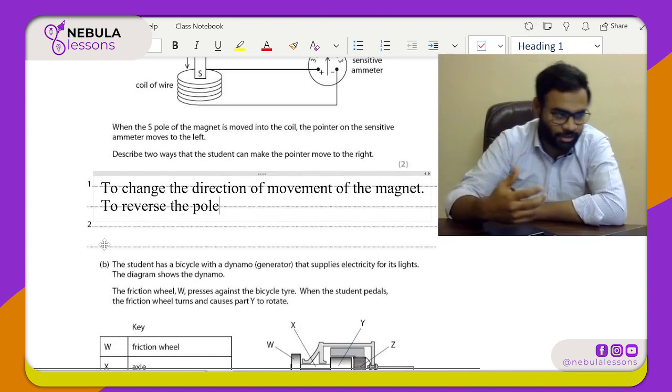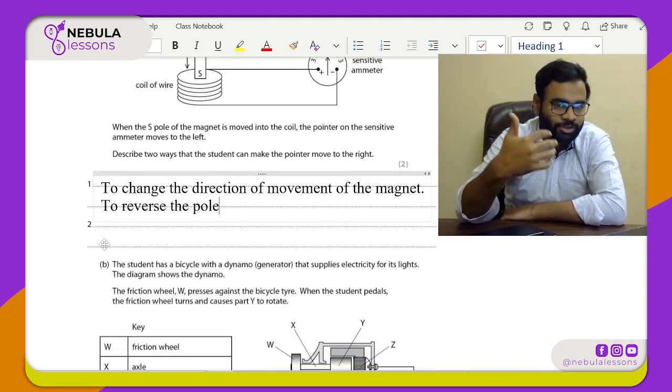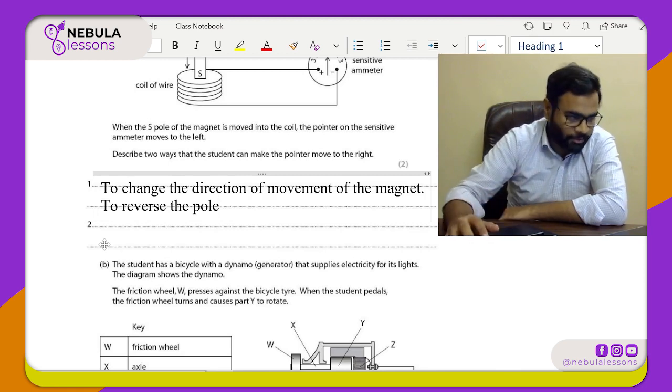Because the direction of induced current depends on the movement of the magnet, or the relative movement of the magnet in the coil, and it also depends on which pole is going into the coil or which pole is coming out of the coil. Okay, so it was a 2-mark question.